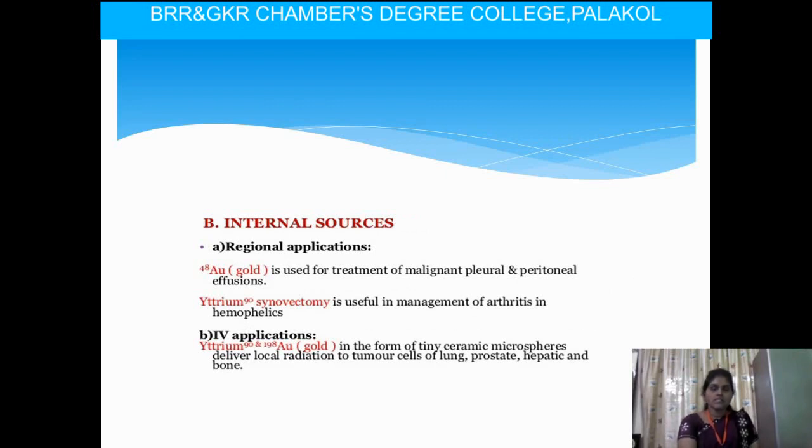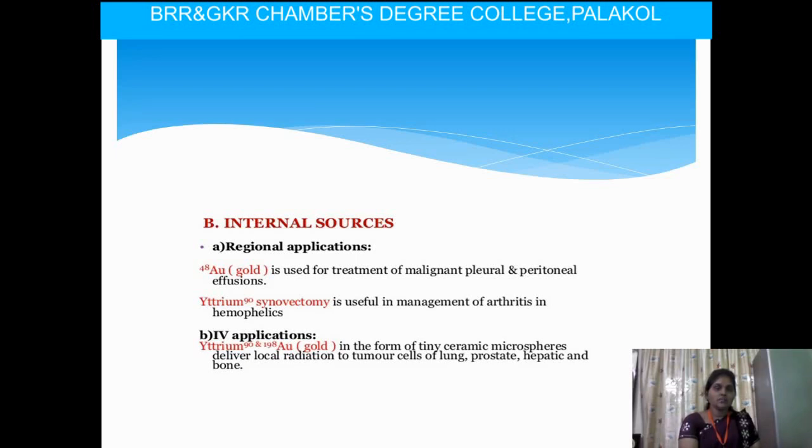The next one is internal source. I already said about the external source. Next one is internal source. So first one is regional applications. So we can use Au-198, that means gold, for the treatment of malignant pleural or peritoneal effusions. So pleural or peritoneal. So these effusions can be treated by applying this gold.